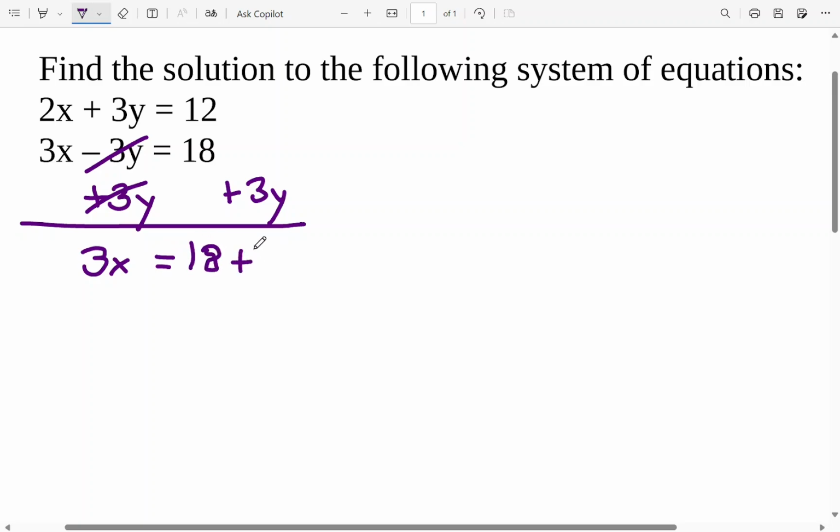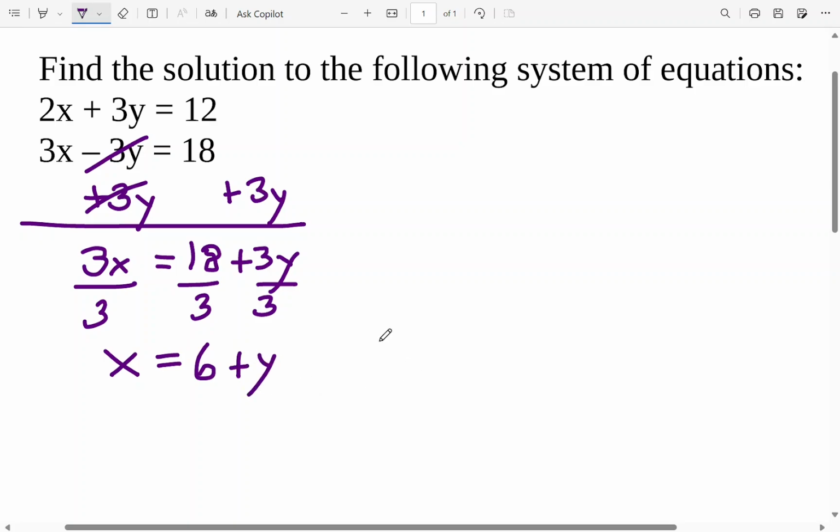The reason I use this one is that when I divide by 3, because I want to get x by itself, both of these are divisible by 3, so it makes it a bit easier on myself. So I'm going to divide by 3, and we get x equals 6 plus y. Now we can take this top equation, 2 times (6 plus y) plus 3y equals 12, and we'll be able to solve for y.